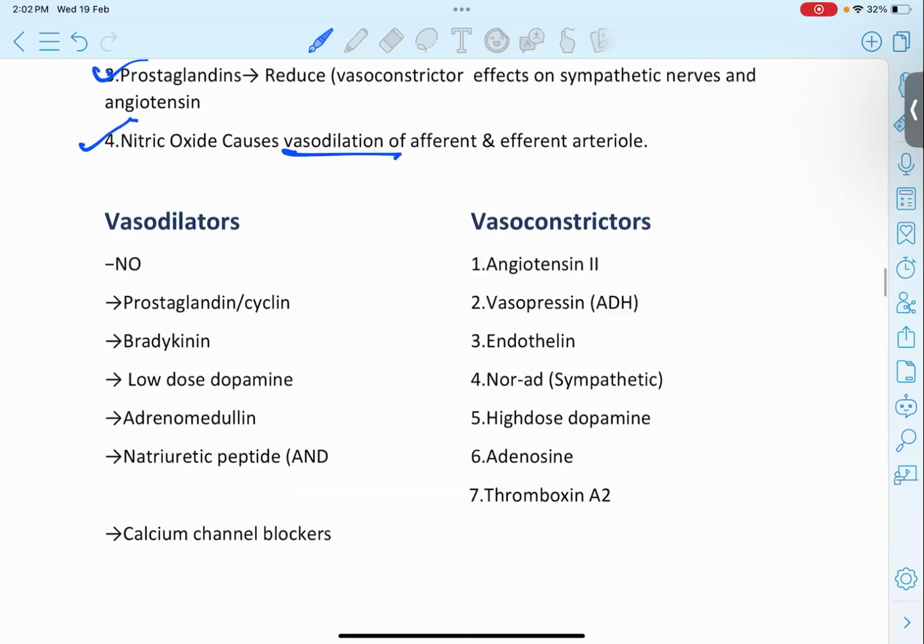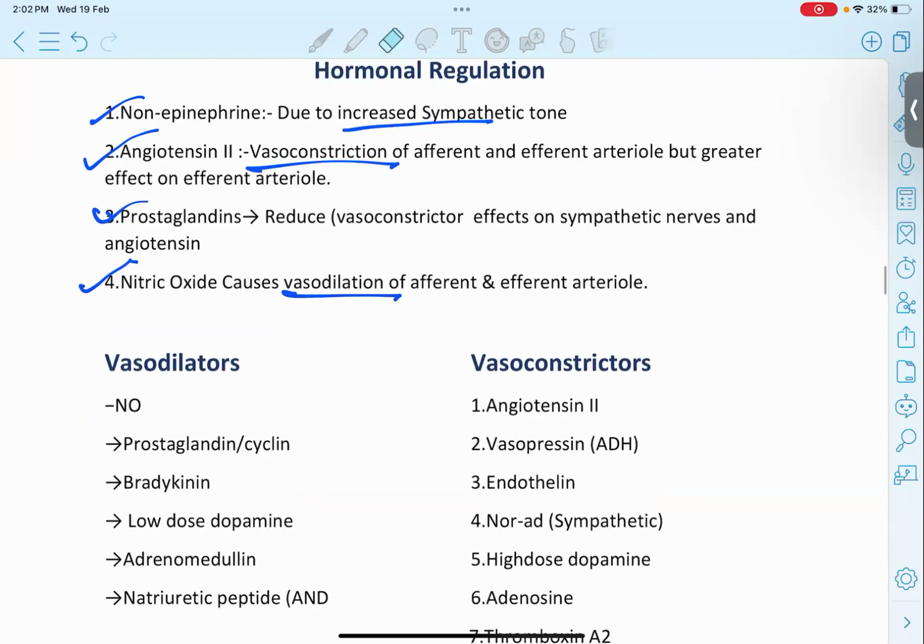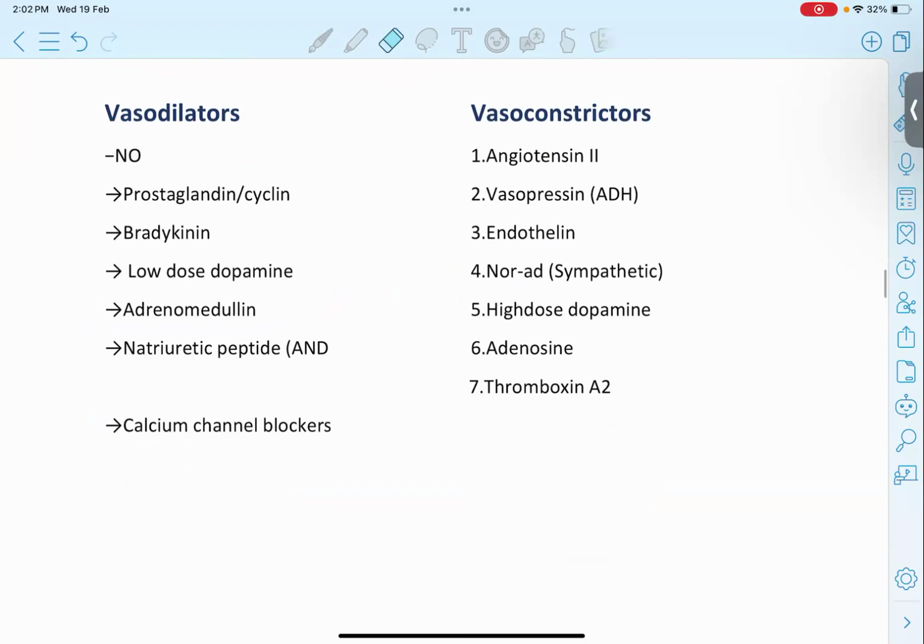Regarding hormonal regulation, we need to know all of the vasodilators and vasoconstrictors. So I have combined all the vasodilators and constrictors here. Vasodilators are nitric oxide, prostaglandin, bradykinin, low dose dopamine, adrenomedullin, natriuretic peptide, ANP, not AND, ANP, and calcium channel blockers. And vasoconstrictors are angiotensin 2, vasopressin, endothelin, noradrenaline, high dose dopamine, adenosine, and thromboxane 2.